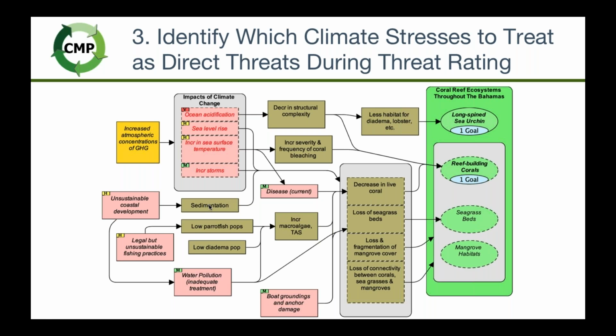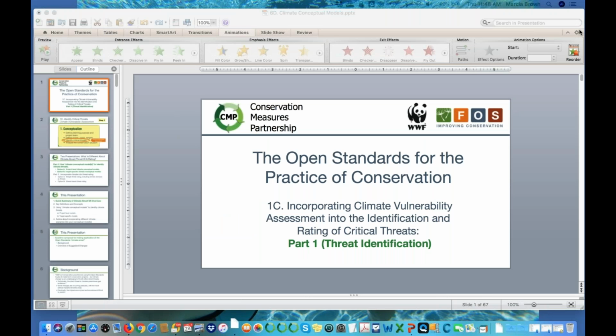The direct threat is the human action, like people building hotels, and the sedimentation is more of an altered key ecological attribute. So Marcia, that's typically the way we've always treated sedimentation. You always have to give the reason why it's happening, and that's why it's a stress.